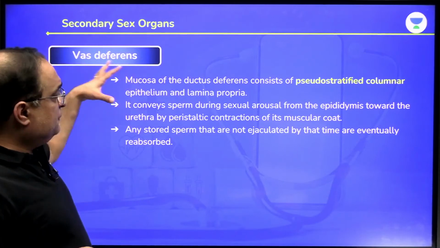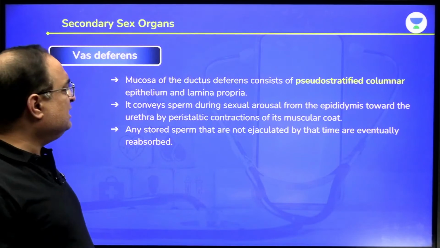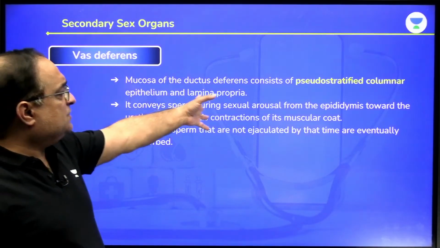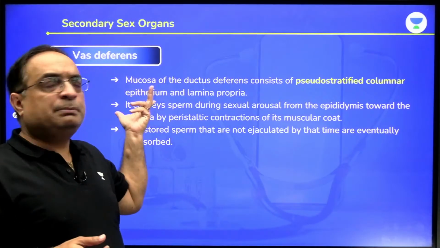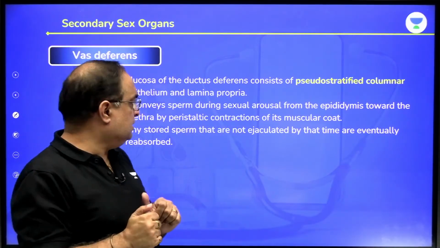ओके, वास डिफरेंस के बारे में कुछ एडिशनल पॉइंट्स हैं, राइट? वो एडिशनल पॉइंट्स क्या हैं, जनरली देख लेते हैं. म्यूकोसा ऑफ द वास डिफरेंस है स्यूडो स्ट्रेटिफाइड कॉलमिनर एपिथेलियम. एपिडिडाइमिस में भी ऑल्सो वी हैव सीन स्यूडो स्ट्रेटिफाइड कॉलमिनर एपिथेलियम.